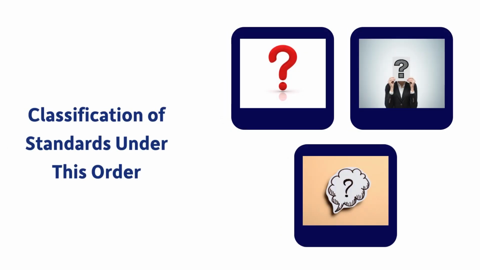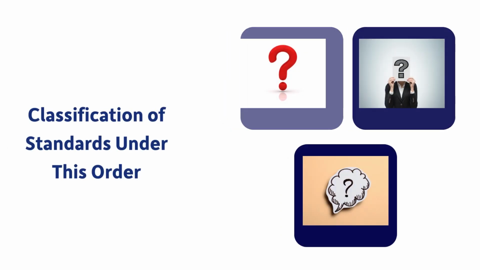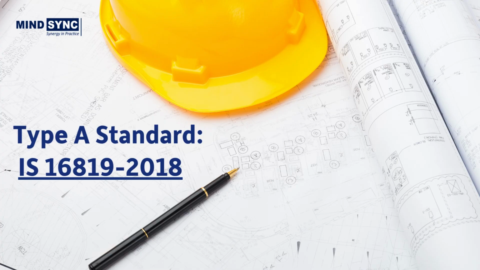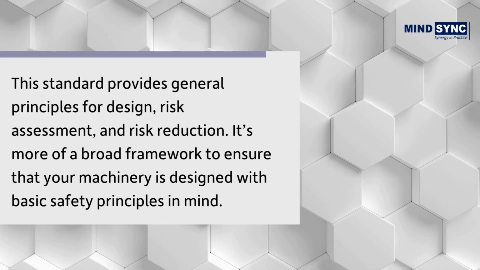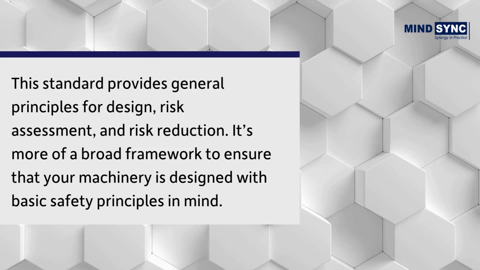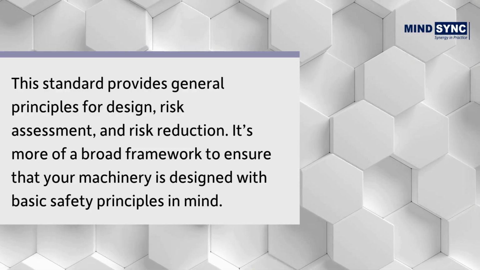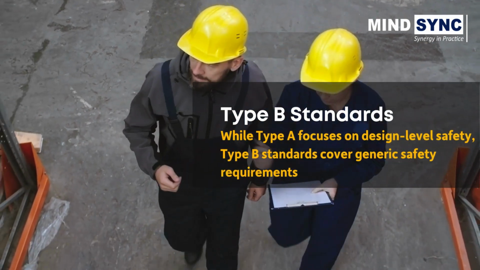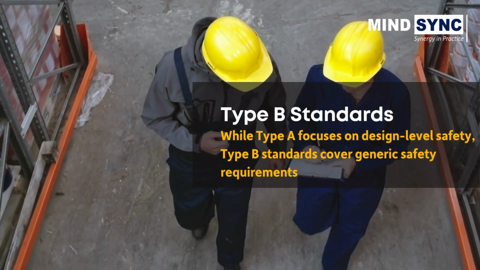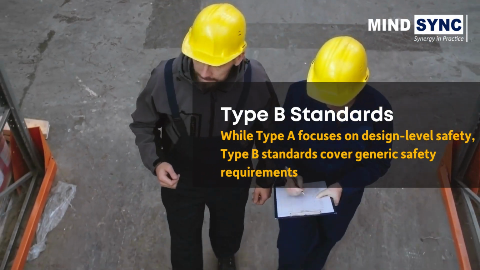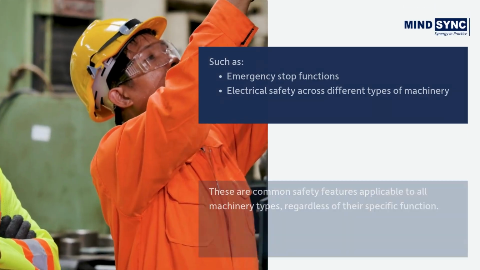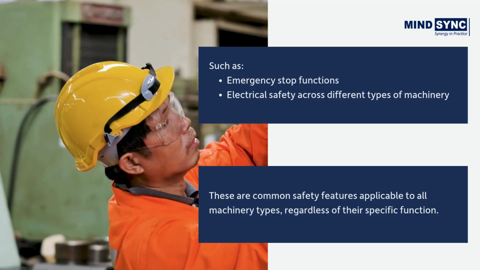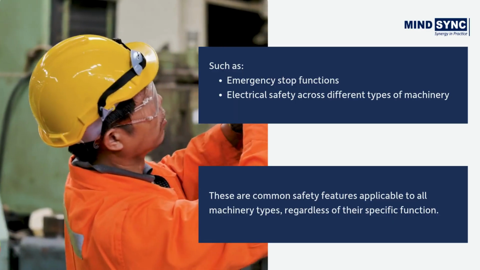Now, under this order, all types of products are categorized into three types of standards. Type A standards, IS 16819. This standard provides general principles for design, risk assessment, and risk reduction. It's more of a broad framework to ensure that your machinery is designed with basic safety principles in mind. Next, Type B standards. While Type A focuses on design level safety, Type B standards cover generic safety requirements such as emergency stop functions, electrical safety across different types of machinery. These are common safety features applicable to all machinery types, regardless of their specific function.